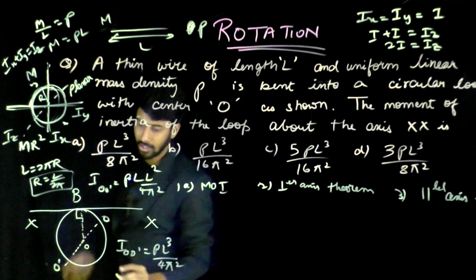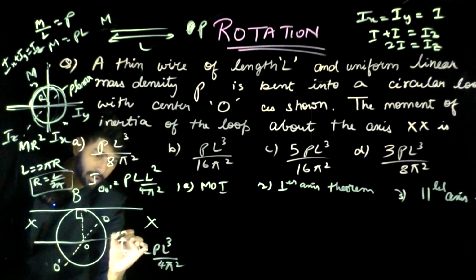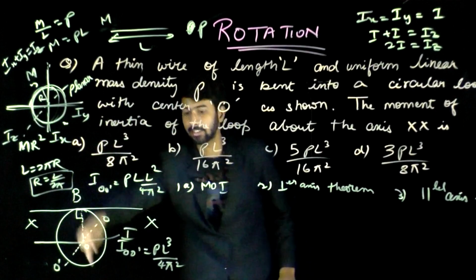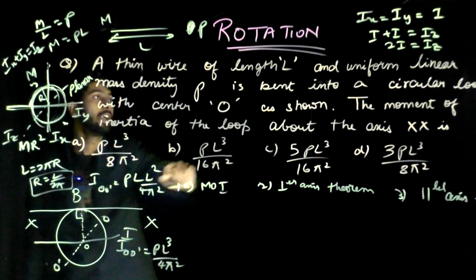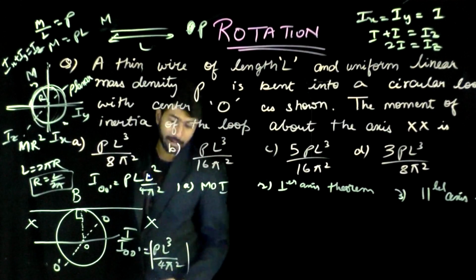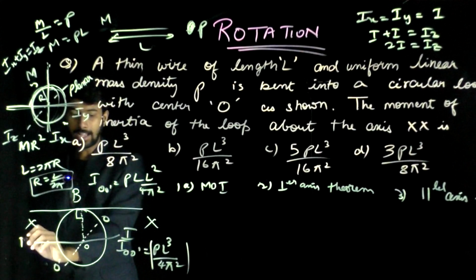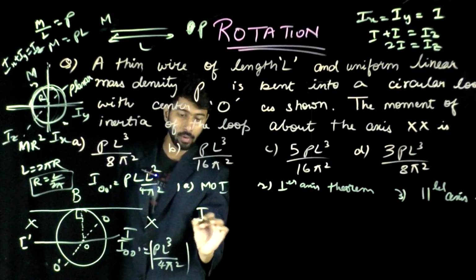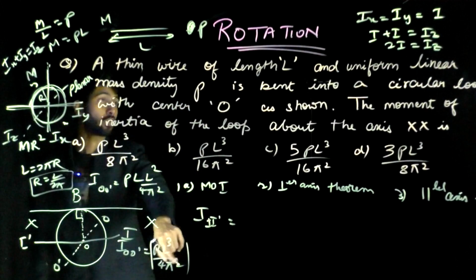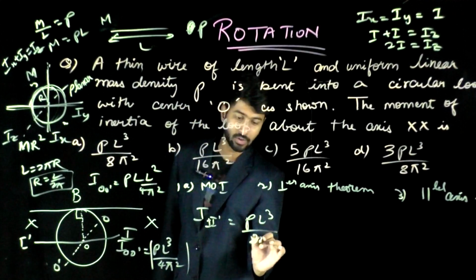And what is your I? This is your I, which is passing through the center and parallel to xx dash. So I is Iz by 2. Iz is rho L cube by 4 pi square. Let this be I dash. So I dash is this quantity Iz by 2, which is rho L cube by 8 pi square.